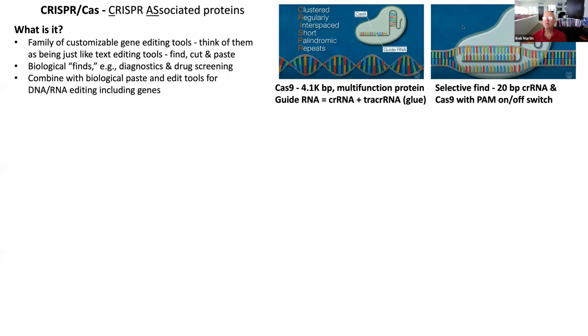Okay, what happens, hold on, let me get rid of that and move there. The way the selective find works is the CRISPR RNA is quite small. It's only about 20 base pairs. We'll get back to that in a moment. Remember, our average gene is like 530 base pairs, so 20 is just a small part of the gene. And Cas9 does the selective find.